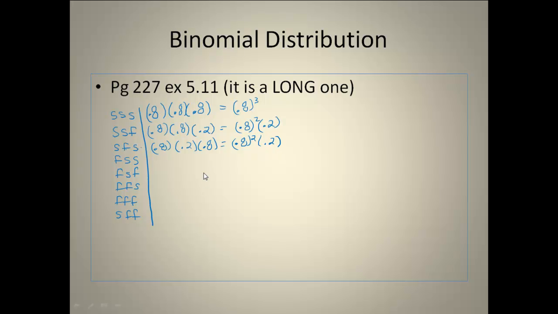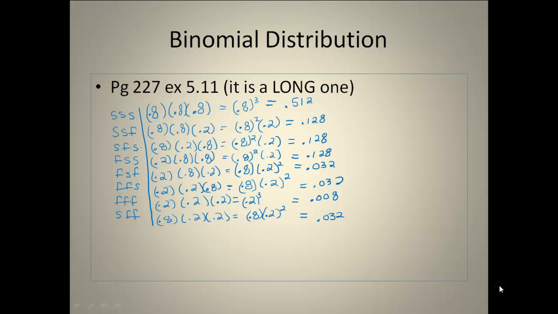So go ahead and finish out each one of these. Okay, I finished calculating those, and then I went ahead and actually multiplied it out, so the 0.8 times 0.8 times 0.8 is 0.512. So that would be part C, the probability of each outcome.